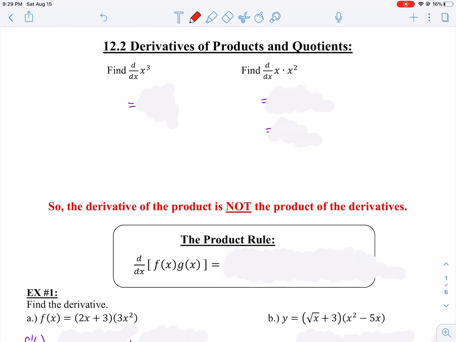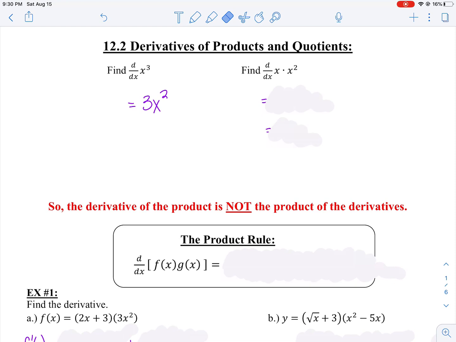I've given you the problem x cubed, and I've given you the problem x times x squared. If you look at them, aren't they actually equivalent? X cubed is the same thing as x times x squared, but just written as a product instead of one term. But we know that the derivative of x cubed should always be 3x squared, right? So whether I separate it into a product, it's still the same value. It's still an x cubed. It should still have a derivative of 3x squared.